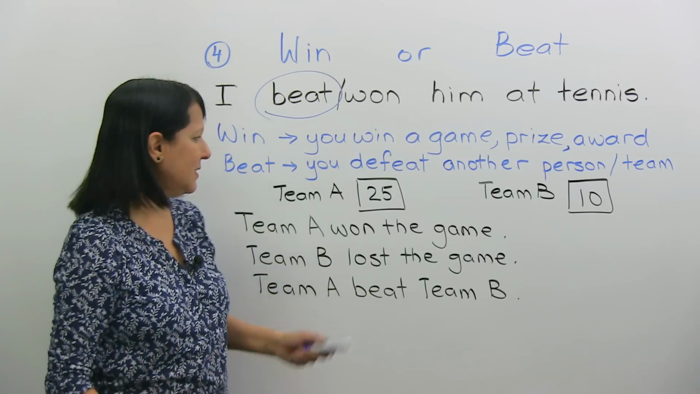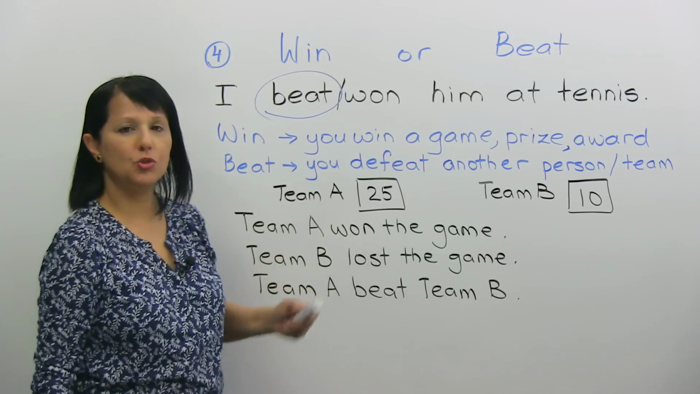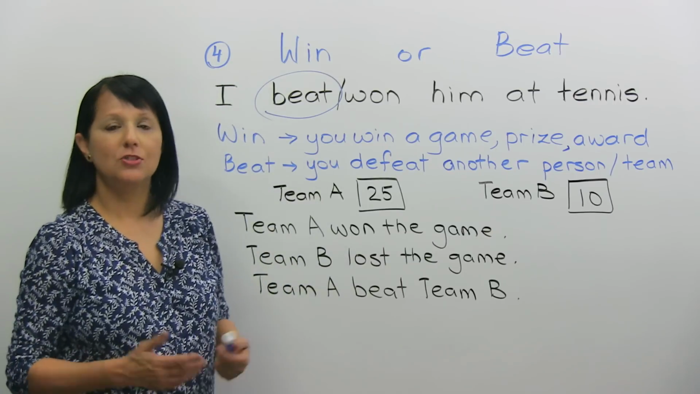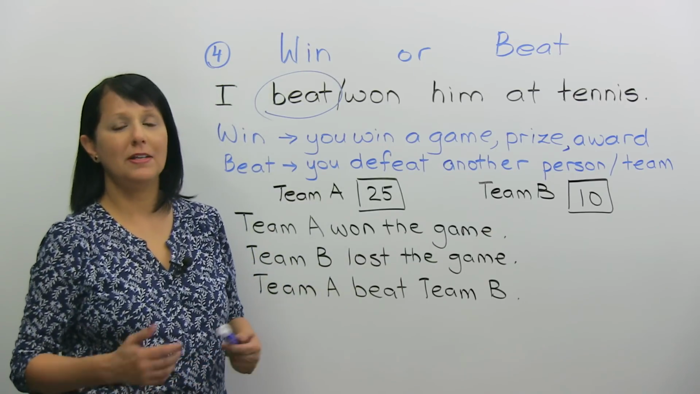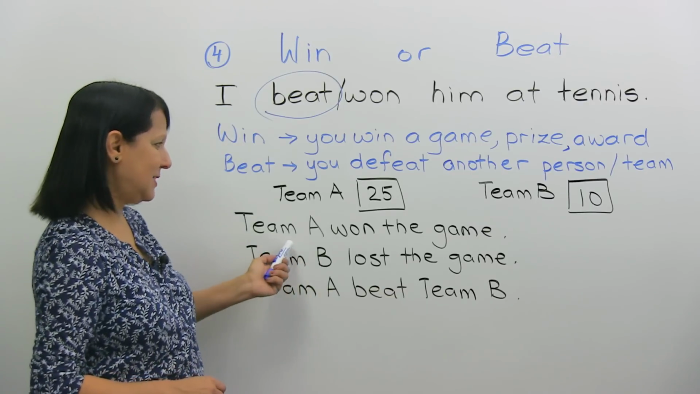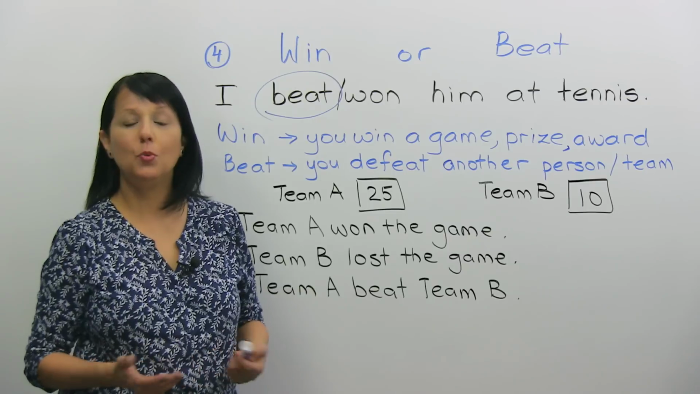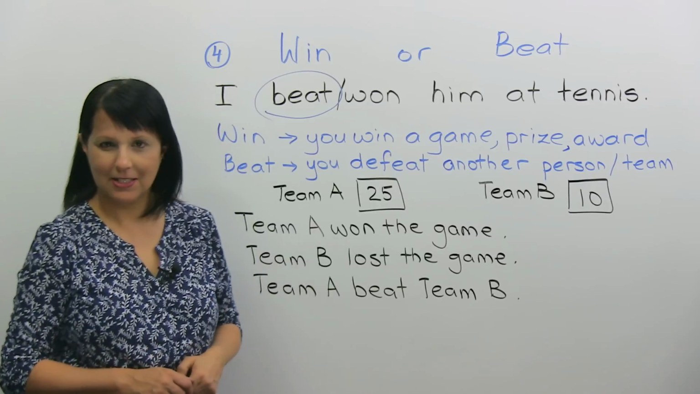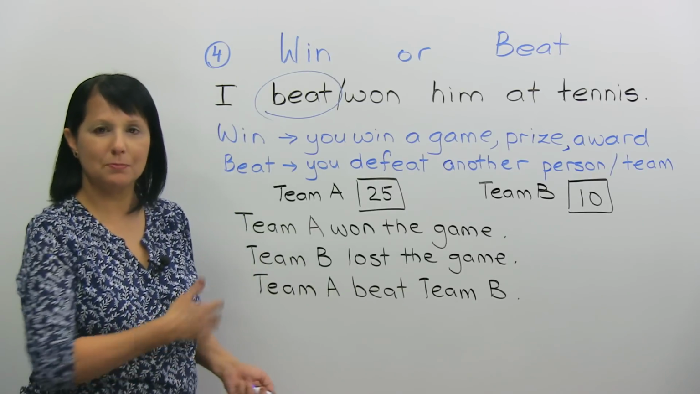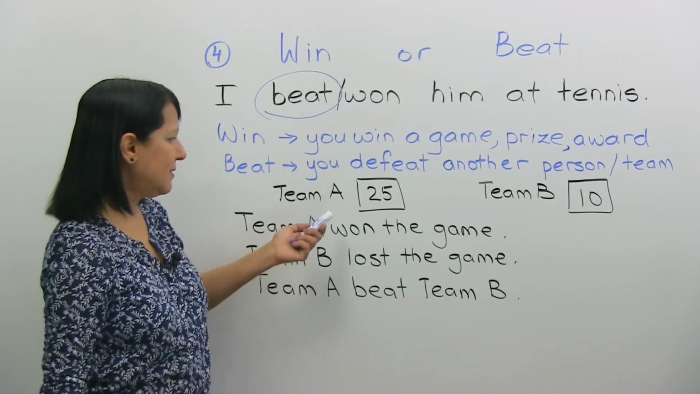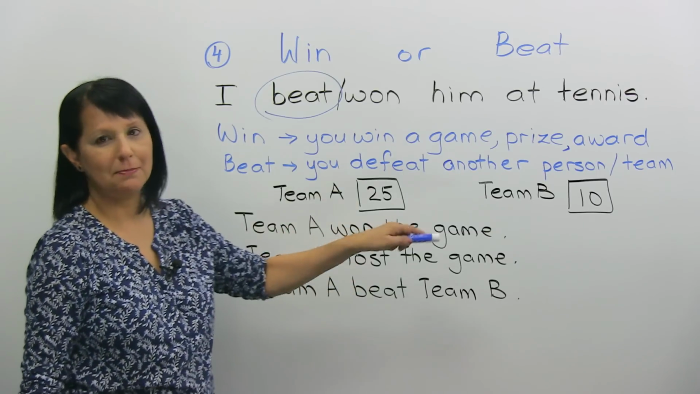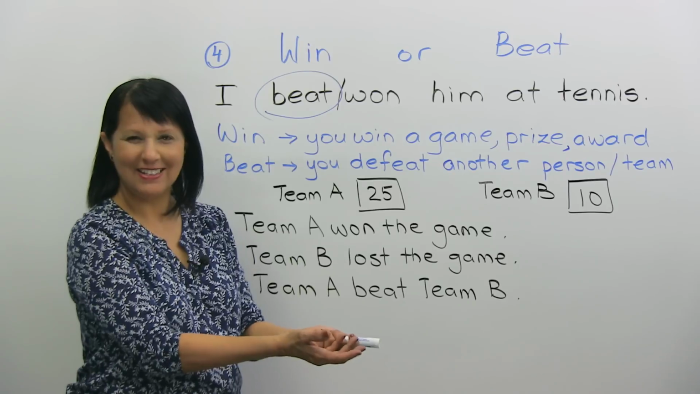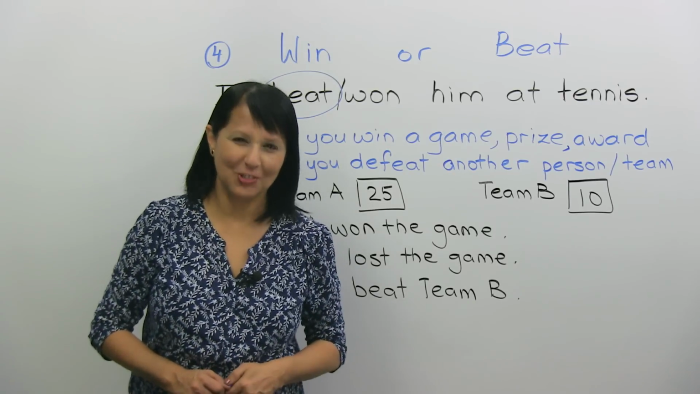All right? Just to understand a little bit better, because I know it can be a little bit confusing, let's look at this example. So Team A finished the game and had 25 points. Team B at the end of the game had only 10 points. So let me ask you, who won this game? Team A won the game. Who lost the game? Team B lost the game because they had fewer points. And what's another way in which we can express this result? We can say that Team A beat Team B. So they won the game, but they beat the other side or the other team. Got it? Good for you.